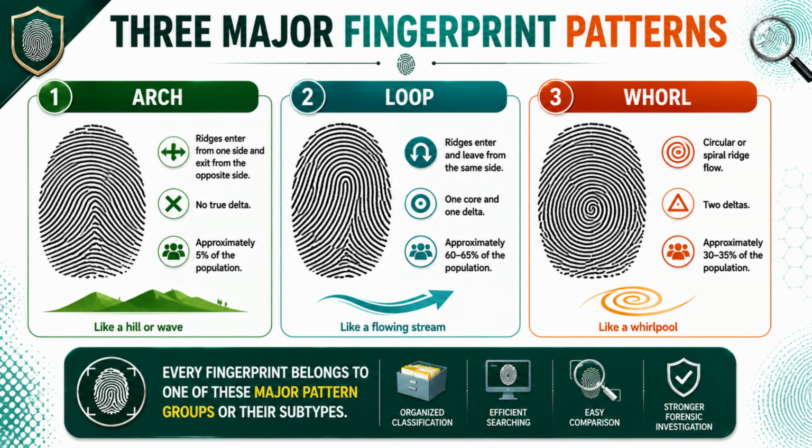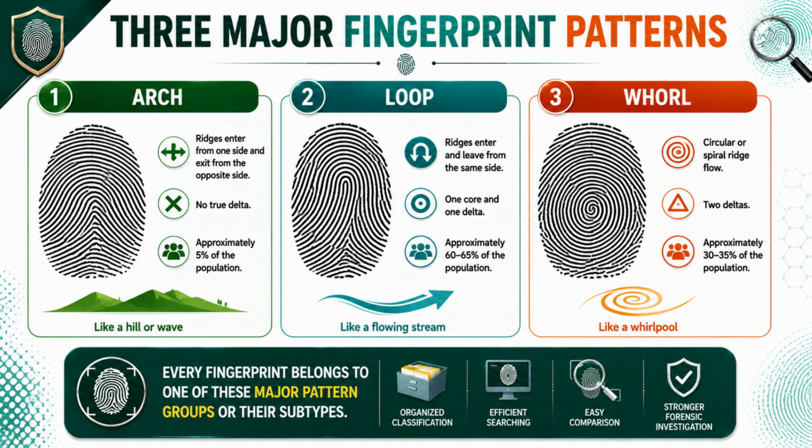The arch is the simplest fingerprint pattern. In this pattern, the friction ridges enter from one side of the finger, rise gently in the center like a small hill, and exit from the opposite side. There is no backward turning of ridges. Generally, arches do not possess a true delta, making them easy to distinguish from loops and whorls. Arch patterns are the least common fingerprint pattern found in humans. Only about 5% of the world's population has arch fingerprints. You can remember an arch by imagining a small bridge or a rainbow gently curving across the sky.